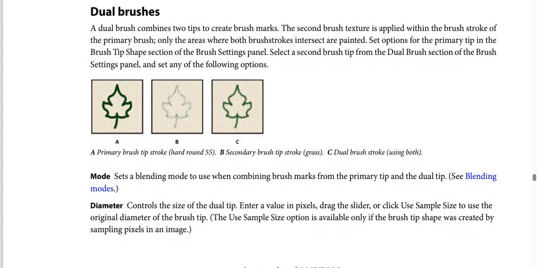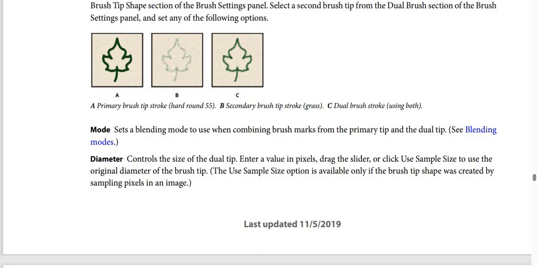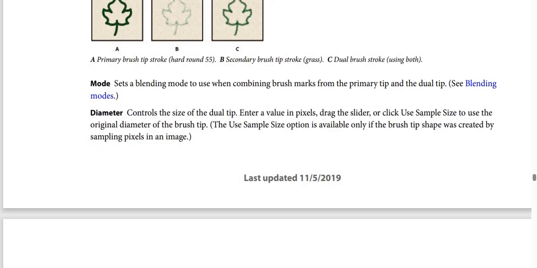We have three options here and three images. We have A, B and C. On the left side, A is the primary brush tip stroke, hard round 55, B is the secondary brush tip stroke, grass, and C is the dual brush stroke using both. So what's the meaning of mode? Mode sets a blending mode to use when combining brush marks from the primary tip and the dual tip. And what's the meaning of diameter?